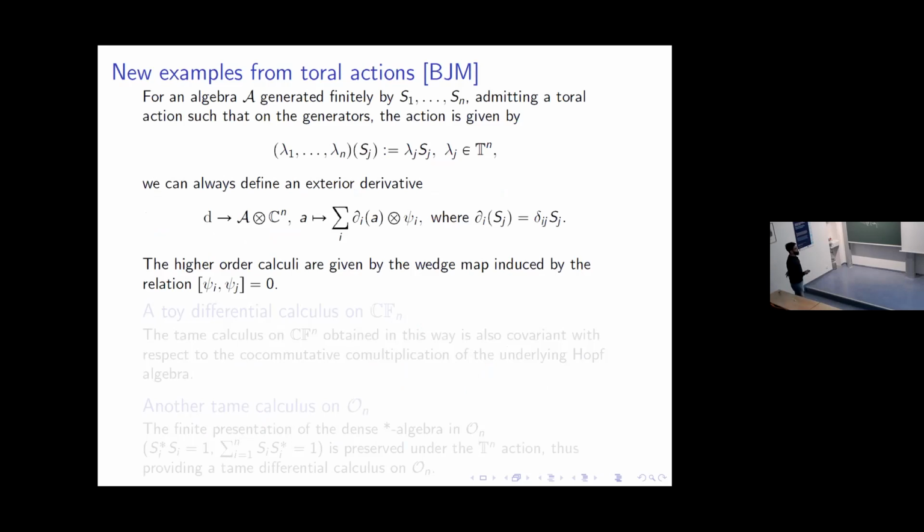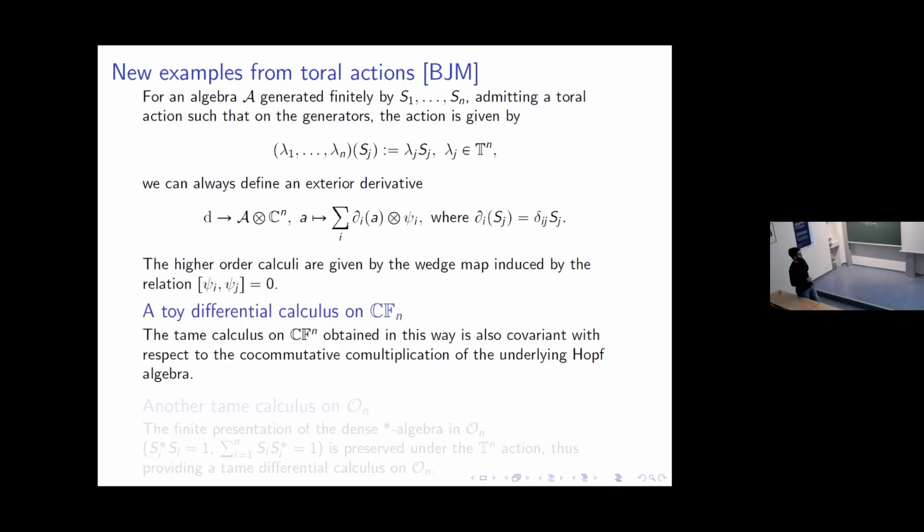an algebra is finitely generated by n elements, it admits a total action, which is given as follows, that is just the diagonal action on them. You always have an exterior derivative given like this. The higher order calculi are given by the wedge map. Among the new examples that we have, one is a toy differential calculus on the free group algebra. It turns out that this calculus is tame. It is in fact bicovariant with respect to the underlying Hopf algebra coproduct.